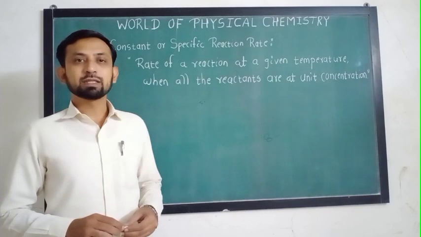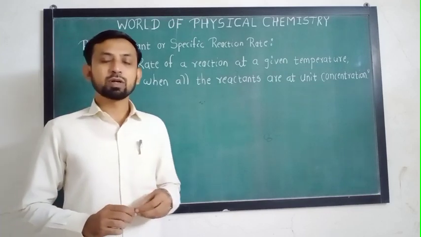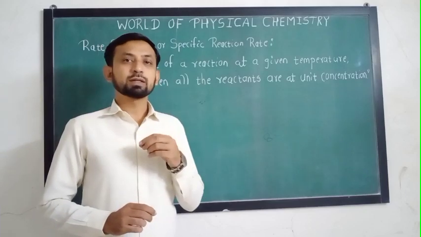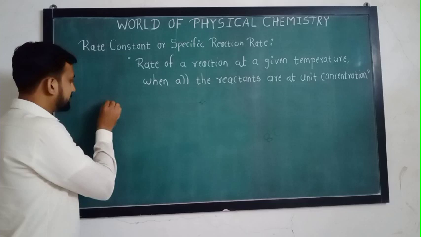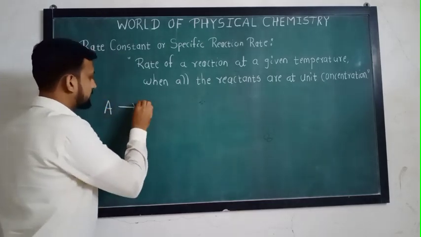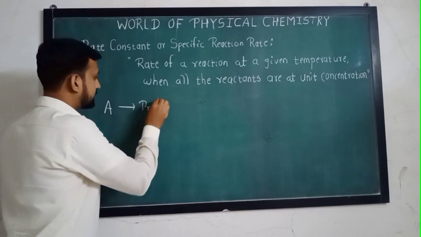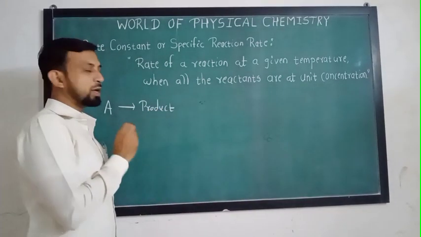Today we will discuss the concept of rate constant. To understand this concept, I will consider two simple reactions. The first simple reaction: the reactant A gives the product. Now for this reaction, we will set up the rate law.